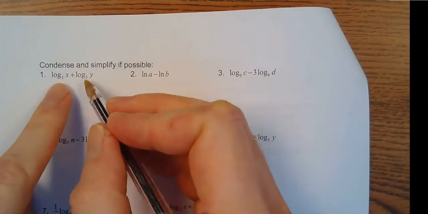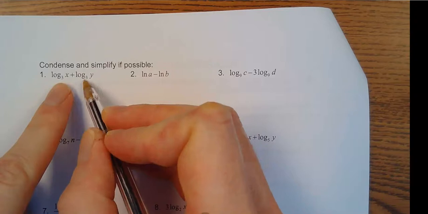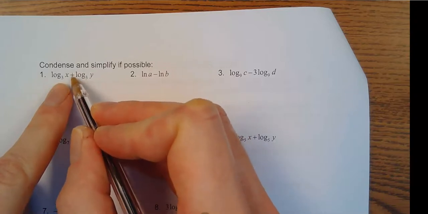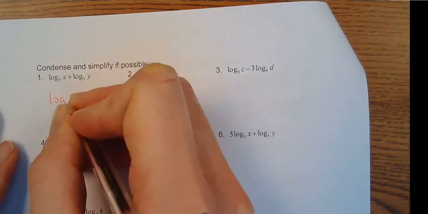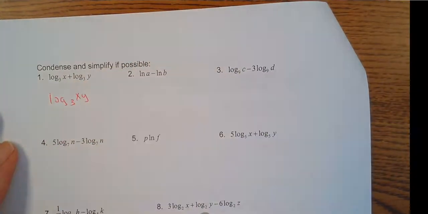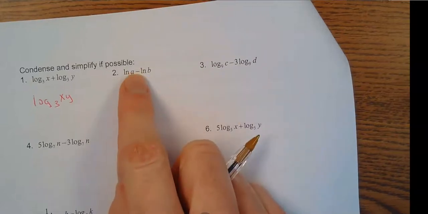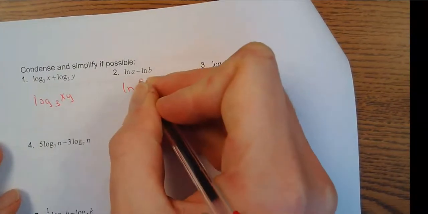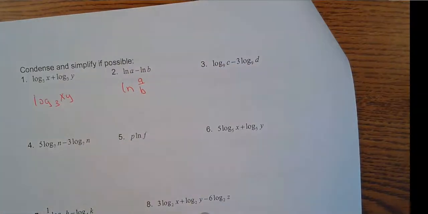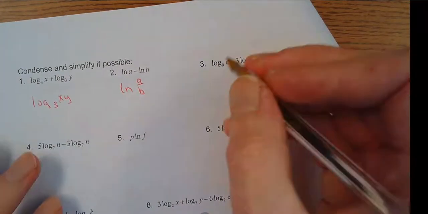So the big thing here, make sure the bases match. So here log base 3, they both have log base 3. And it's addition. So if you remember, addition and multiplication go together. So if I want to condense this, 1 log base 3 and then write them as a multiplication, x times y. Here, if it's subtraction, again, the bases match, so that's natural log, and then a divided by b.